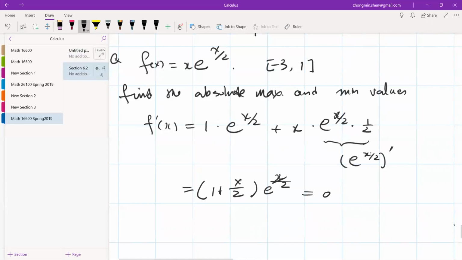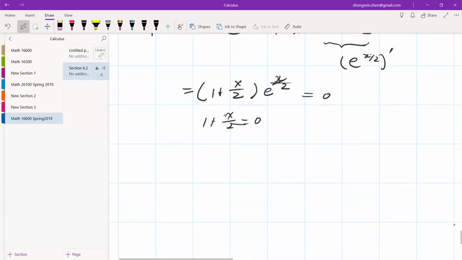Right? If you set this to be 0, the first factor must be 0. So 1 plus x over 2 is going to be 0, right? Okay. So x is going to be -2, which is still in the interval from -3 to 1. All right, so there's one critical number in the interval.